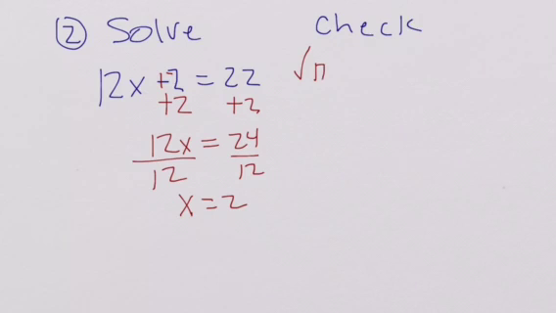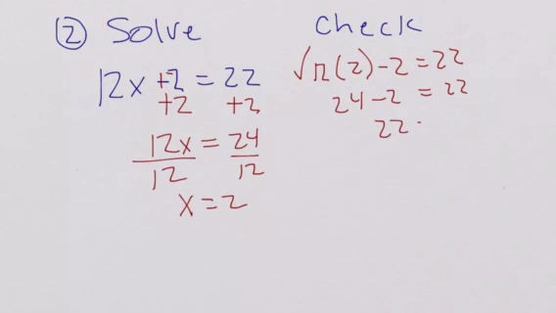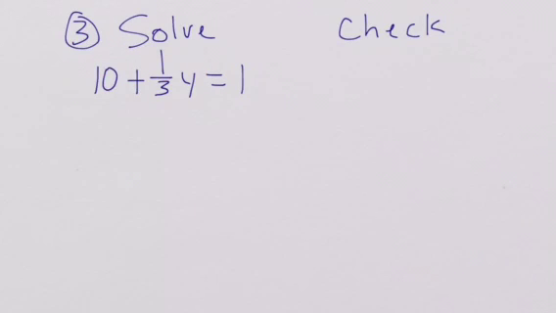We're going to check it. 12 times 2 minus 2 is equal to 22. 24 minus 2 is equal to 22. 22 is equal to 22, which means x equals 2. Is the variable term on the left? He is. Is he first? He's not. Because it is addition, we can go ahead and do CPA. So it's going to be 1/3 y plus 10 is equal to 1.